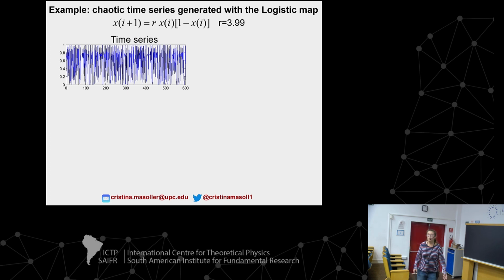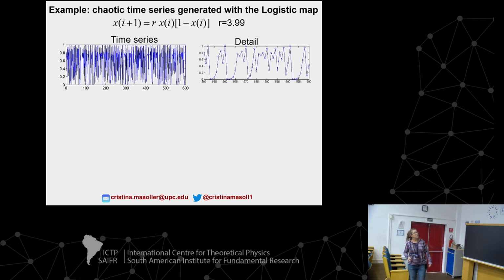So let me show you an example of application of this technique. I'm going to go back to the logistic map that I presented to you in the previous class, in a parameter region where r is almost 4. I didn't put 4 for numerical reasons, but the time series is very chaotic. And if I show you a detail of the time series, somewhere here, you see this type of behavior.